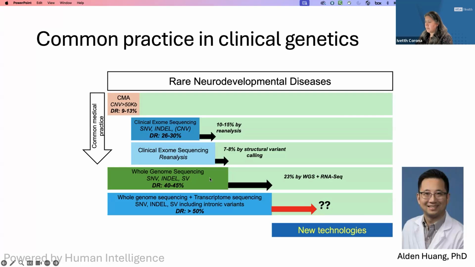I have to say from this slide, I think it's very important to know that reanalysis by itself improves the diagnostic rate. That is because every day there are new diseases that are discovered worldwide. If you have an exome or a genome that was negative 5 years ago, then with new annotations, doing reanalysis by itself can actually improve and diagnose somebody.